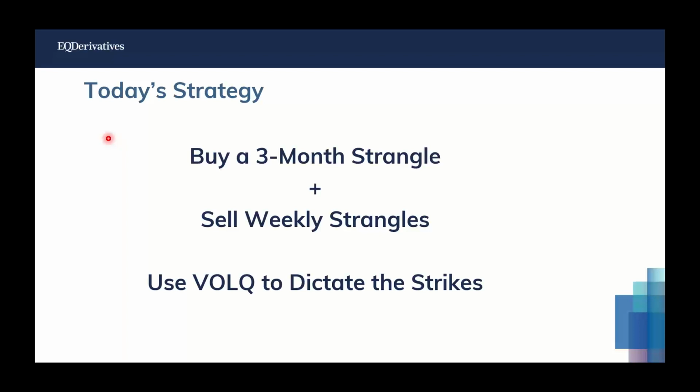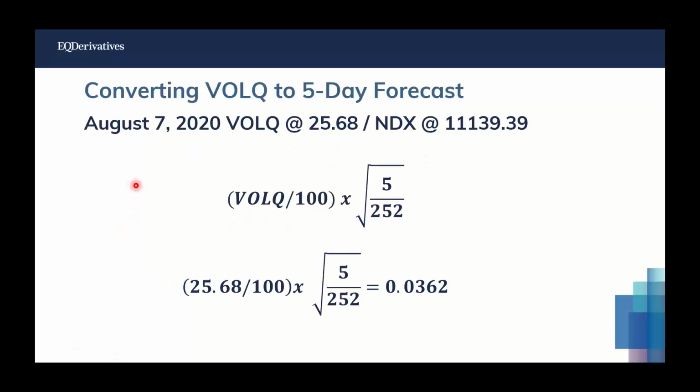So what I did was I took that and ran with it, and I decided to take a look at what if you buy a 3-month strangle and then you sell weekly strangles against it, and you'd use VolQ to dictate the strike prices for both the long strangle and the short strangles. And I just kept the 3-month strangle on in the testing. There's actually an instance here where you might consider abandoning the whole strategy because of some market movements that were going on. So how do I use VolQ to come up with a different day forecast?